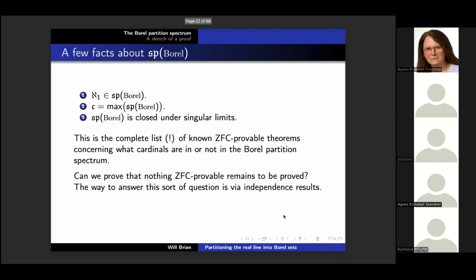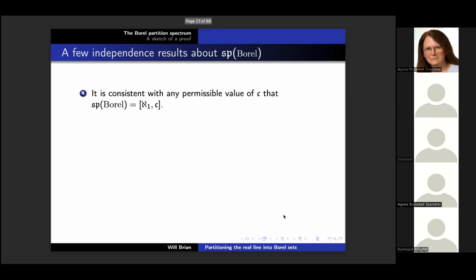The way to answer this sort of question is with forcing, with independence results, with trying to find models of set theory that show there are no other limits by essentially making the Borel partition spectrum look like anything you want it to look like, subject to these three constraints. Can we do that? Well, okay, there are a few independence results about the Borel partition spectrum.